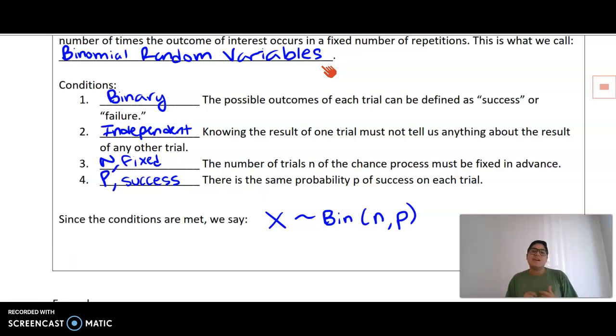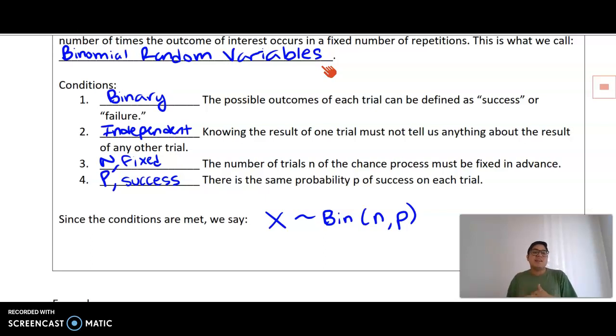Its complement. Next up, they have to be independent, which means knowing the results of one might not tell us anything about the results of the next, such as flipping a coin, rolling a dice, randomly selecting from different towns, etc. Next up, n and p are the parameters that we saw.